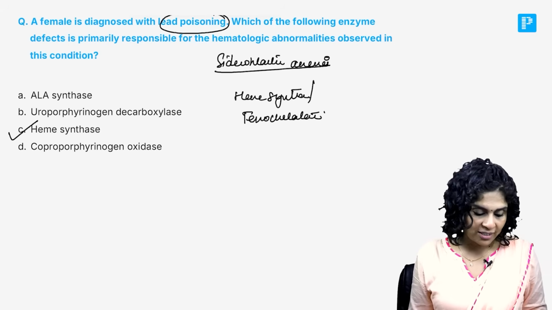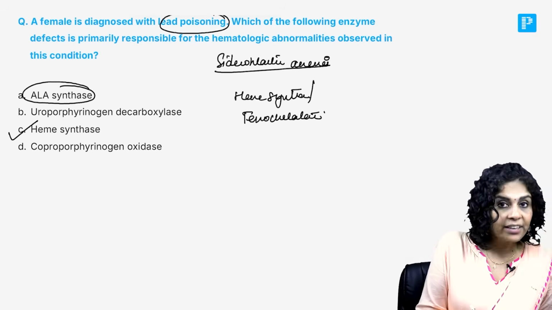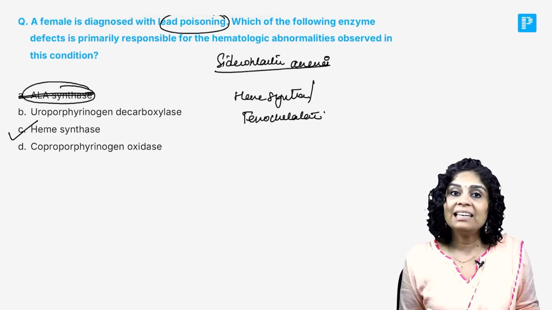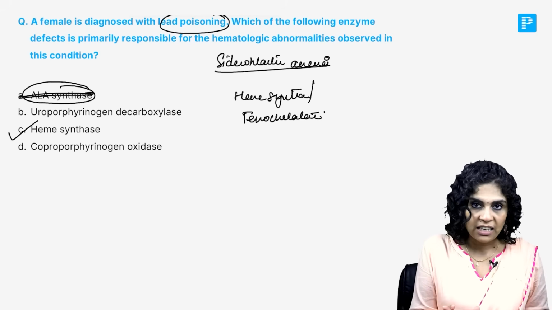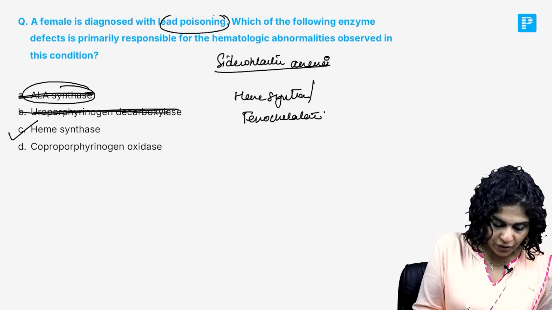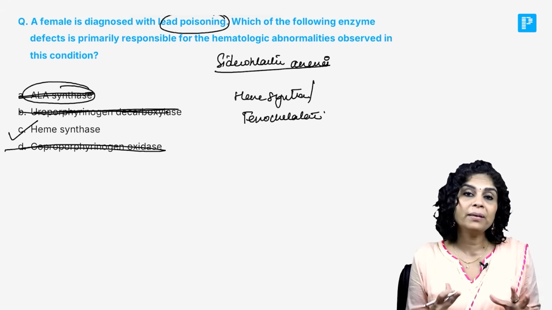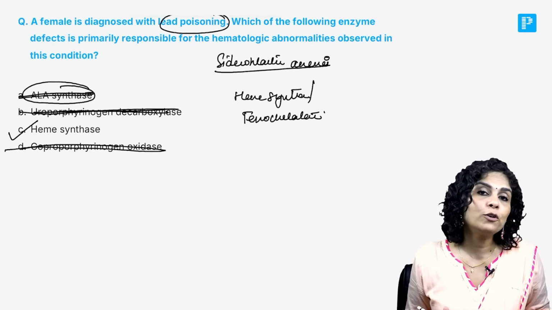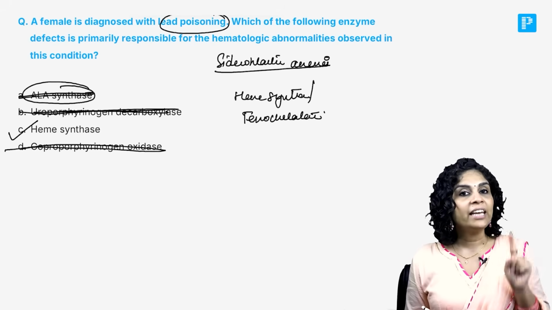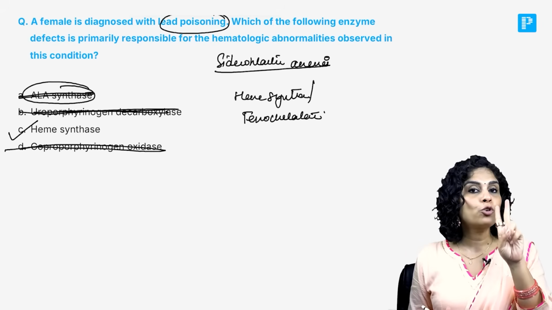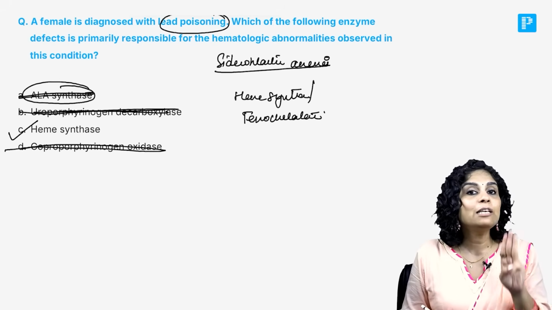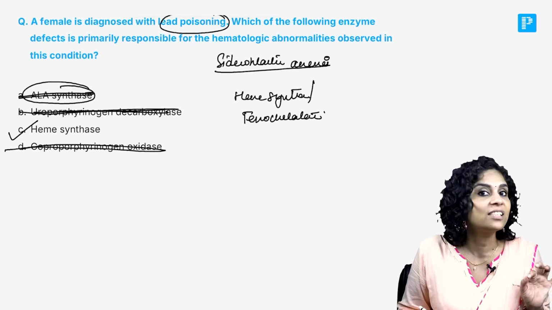How about other choices? Lead inhibits ALA dehydratase, not ALA synthase. So choice A is false. Lead does not inhibit uroporphyrinogen decarboxylase, so B can be excluded. Yes, lead inhibits coproporphyrinogen oxidase, but that's not the primary reason behind sideroblastic anemia. Just remember, lead inhibits 3 enzymes of heme synthesis: ALA dehydratase, coproporphyrinogen oxidase, and ferrochelatase, otherwise called heme synthase. So the right answer here is choice C.